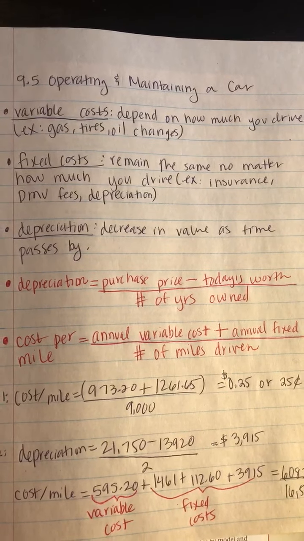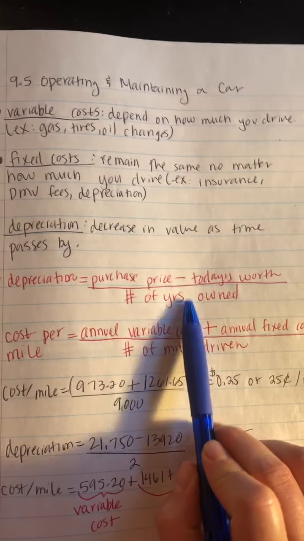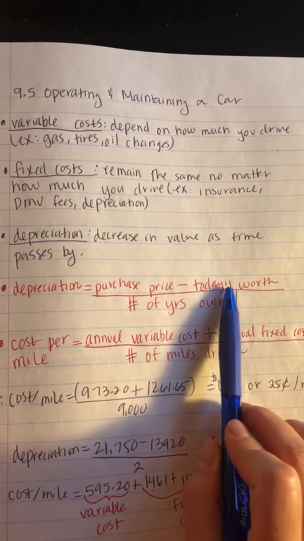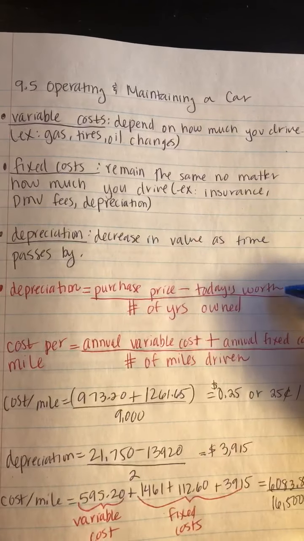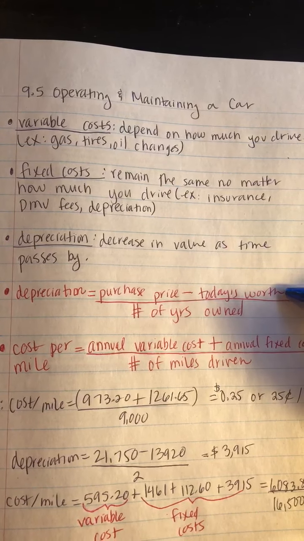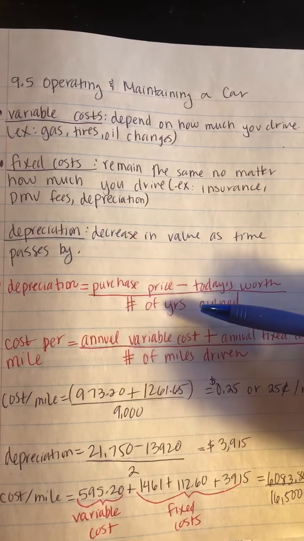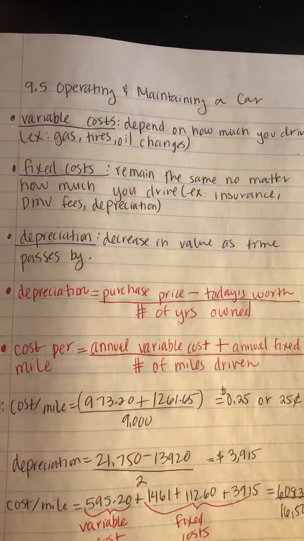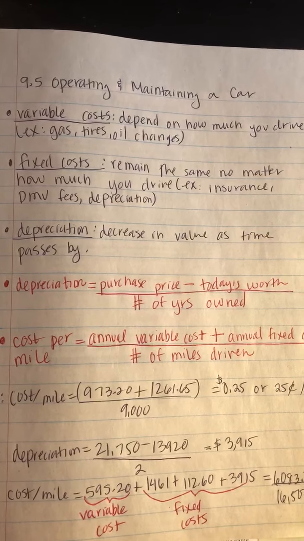The formulas, I wrote them in red. So depreciation is calculated by getting the purchase price, so whatever you paid for the car, minus the value of the car today, or today's worth. And usually you can get that from like Kelley Blue Book. You put the condition of your car, the miles that it has, and then it tells you more or less what it's worth. And then you divide that by how many years you've owned the car, and that tells you the depreciation, or how much value it has lost. Of course, the more years you own the car, the more it depreciates.